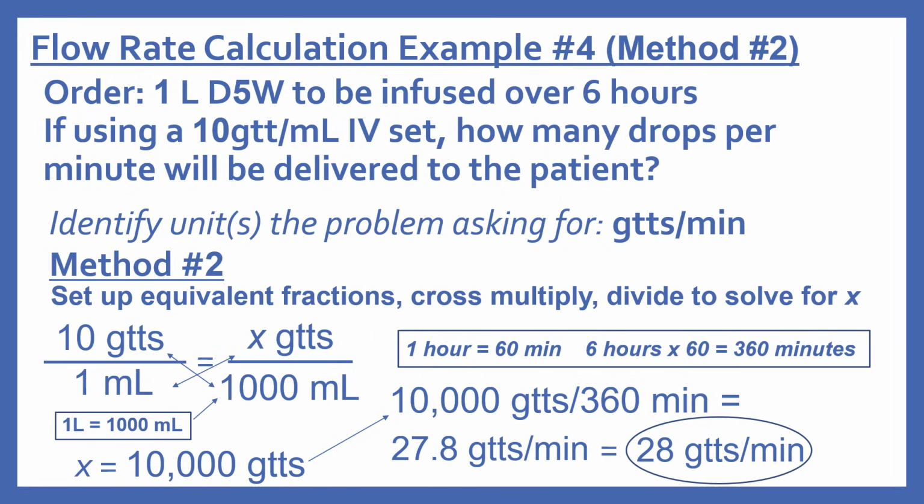So if we cross multiply and divide, we have 10 times 1,000 equals 10,000 divided by 1. That gives us 10,000 drops. So that's the top part of our unit. Now we have to find the other part, the minutes. So 1 hour equals 60 minutes, and there are 6 hours here, so 6 hours times 60, that's 360 minutes. So now we take 10,000 drops divided by 360 minutes, and that equals 27.8 drops per minute, and we'll round that to 28 drops per minute.